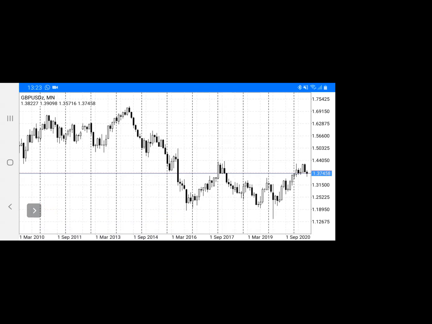So market structure is one of the things that affects the movement of the chart.